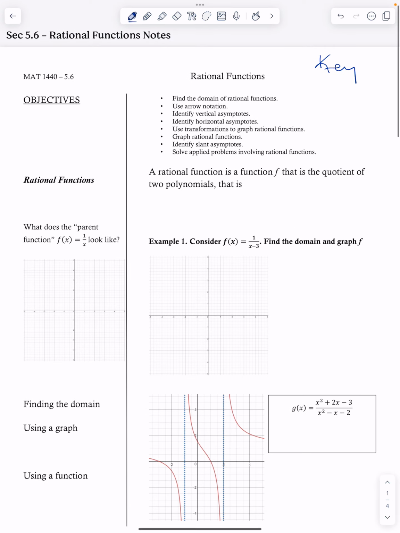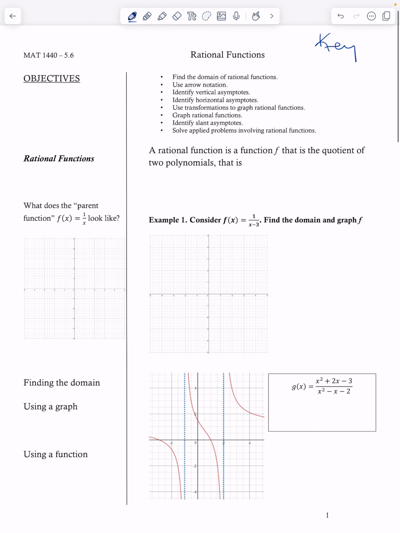Okay, we've got the section 5.6 notes, rational functions. Objectives at the top. I want to point out specifically that the second one, use arrow notation, is not explicitly stated in here, but we will talk about that. And I'll try to highlight it that same neon green color so that you see it when we go back to it.